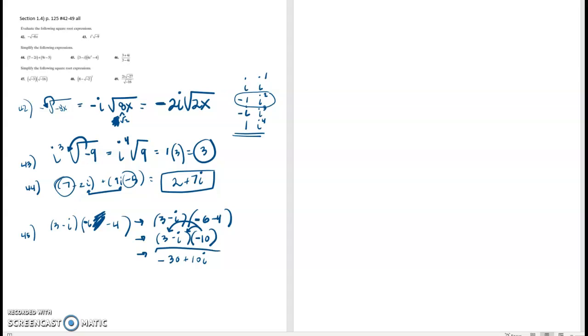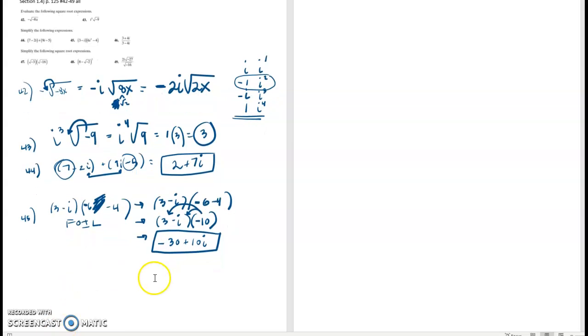Now you could get this same answer if you FOIL. You can FOIL the original problem, but what I just did with that little shortcut is a lot quicker. Remember, an i squared is always equal to a negative 1.